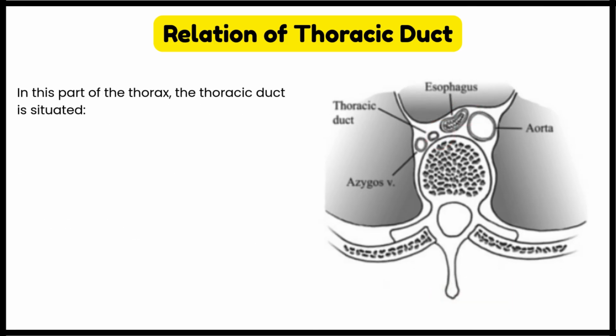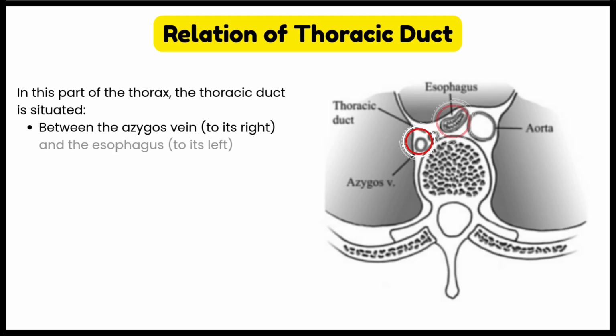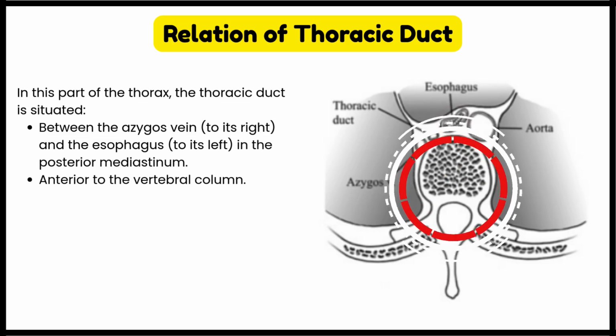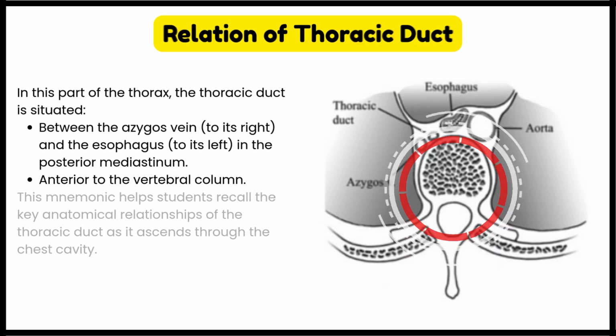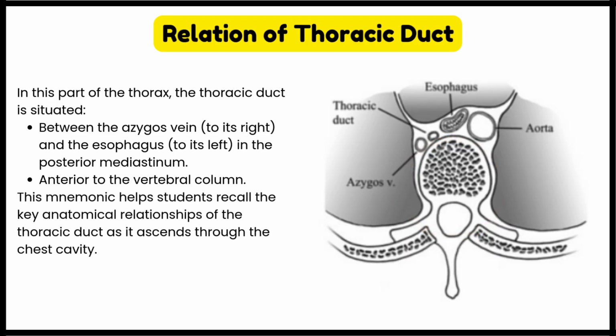In this part of the thorax, the thoracic duct is situated between the azygos vein to its right and the esophagus to its left, in the posterior mediastinum, anterior to the vertebral column. This mnemonic helps students recall the key anatomical relationships of the thoracic duct as it ascends through the chest cavity.